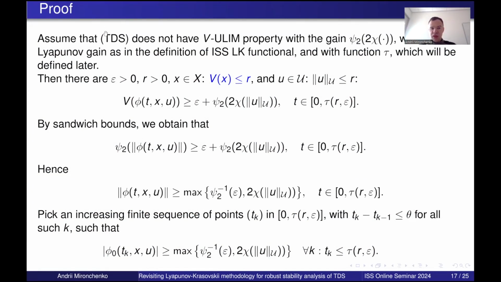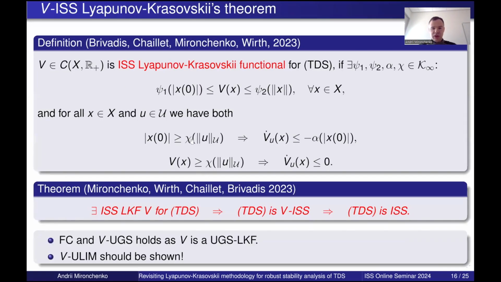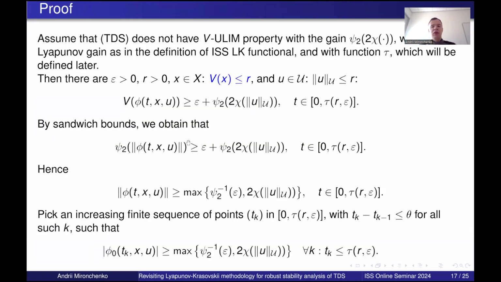We argue by contradiction. We assume the time delay system does not have the V-ULIM property with a fixed gain psi2 of 2 he, where he is the Lyapunov gain as in the definition of an ISS Lyapunov-Krasovskii functional. So here was our function he. And also V-ULIM doesn't hold with this gain and with some function tau with this timing, which will be fixed later. So what does this mean? This means that there are epsilon and r positive numbers, as well as an initial condition x, such that V of x is less than r, and also an input, such that V along the trajectory is always higher than epsilon plus this gain, over the whole interval from 0 to tau.